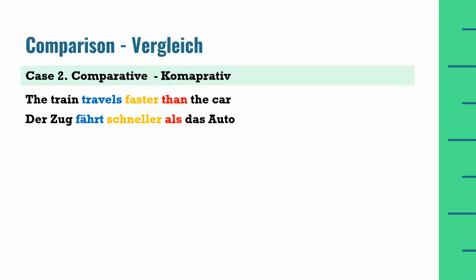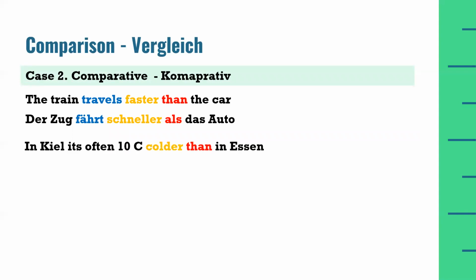So we will use this. And in place of than, we will use als in the German language. And at the end, we will use the second object that is being compared. The second object is das Auto because Auto is a neuter noun. So we will use das Auto.